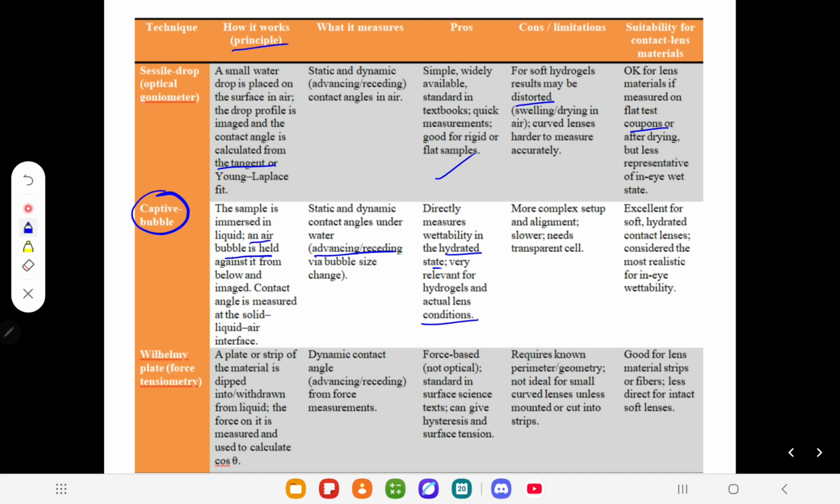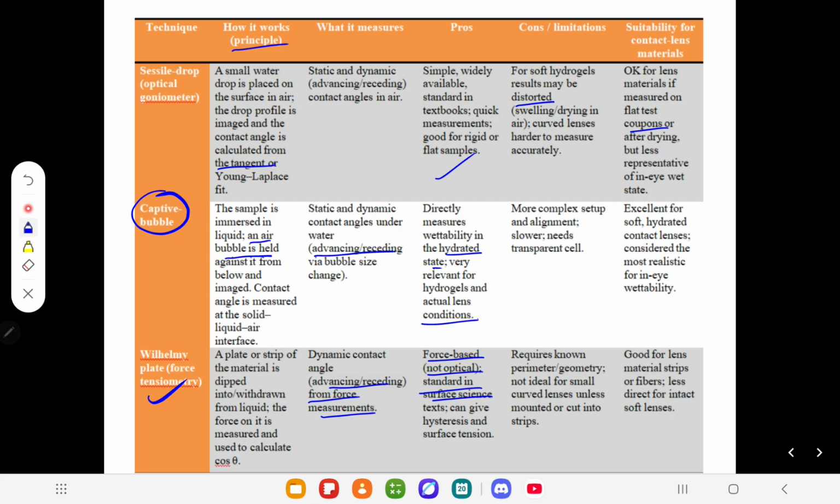So what are the other techniques? The Wilhelmy plate technique. What is that? Basically, a plate or strip of the material is dipped in from above and withdrawn. Whenever dipping, it gives the advancing angle, and whenever removing, it gives the receding angle. So that's a dynamic contact angle, advancing and receding, derived from force measurement. It is force-based, not optical, and is standard in surface science texts for surface tension.